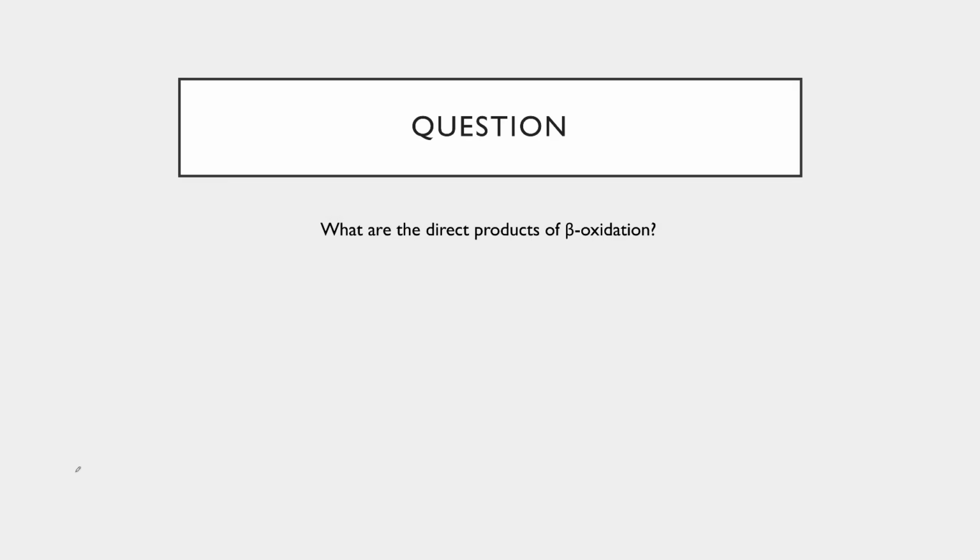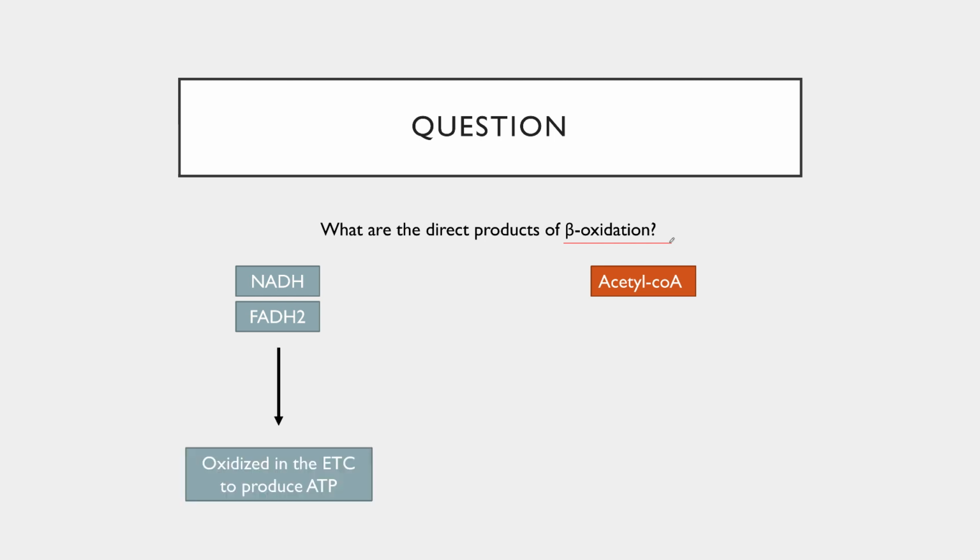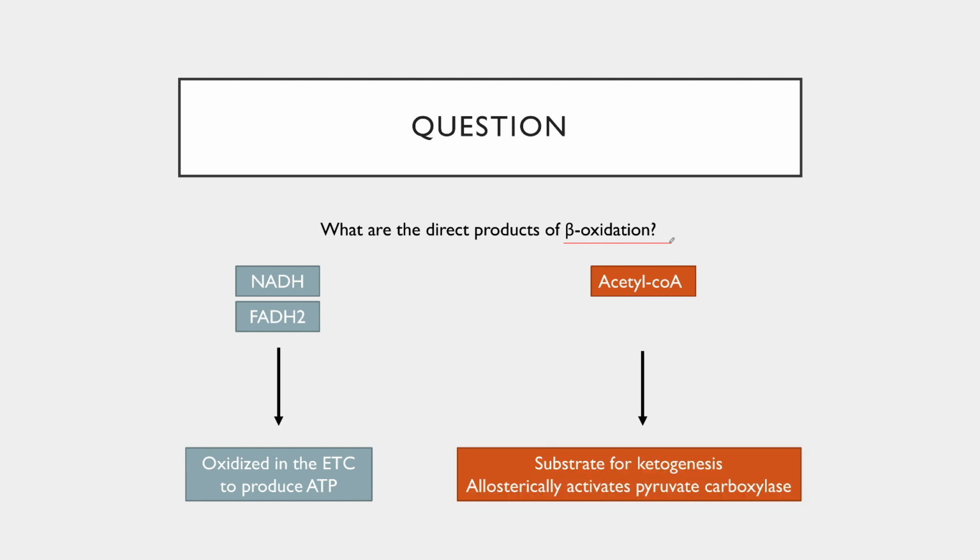So as I mentioned, in addition to the regulation, the most important point of beta oxidation are the products produced. So what are those products again? NADH and FADH2, as well as acetyl-CoA. The NADH and FADH2 are used in the electron transport chain to produce ATP, while the acetyl-CoA is a substrate for ketogenesis, and if you remember, it also allosterically activates pyruvate carboxylase, which is an enzyme needed for gluconeogenesis.